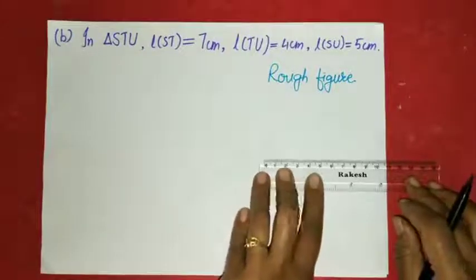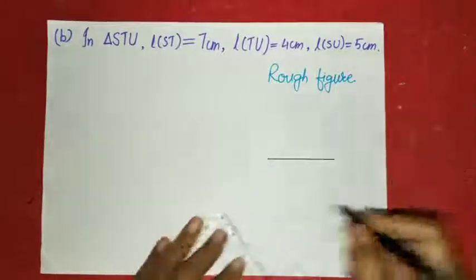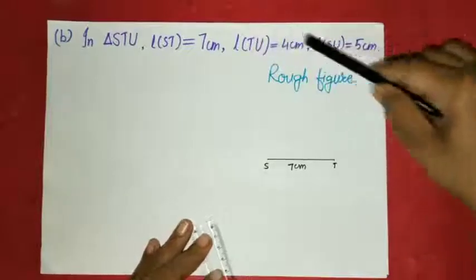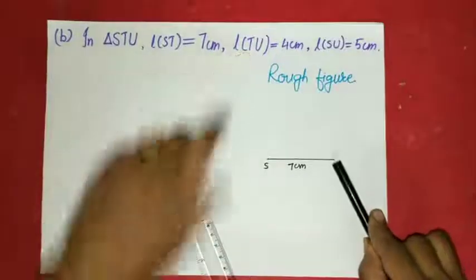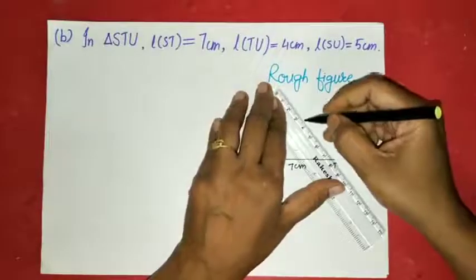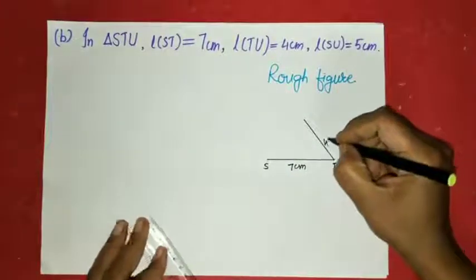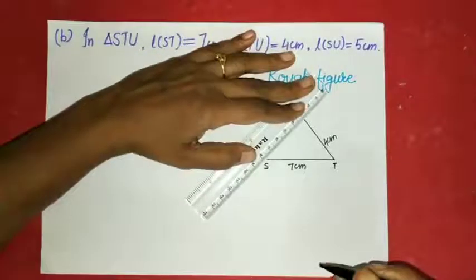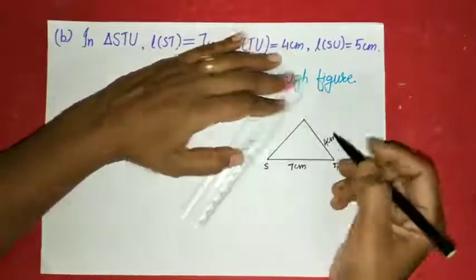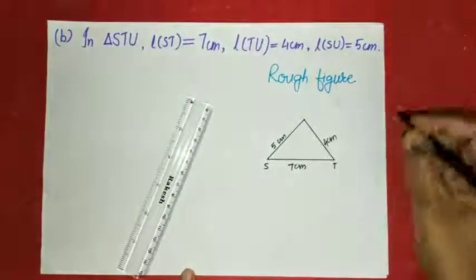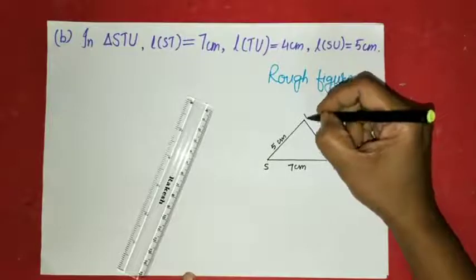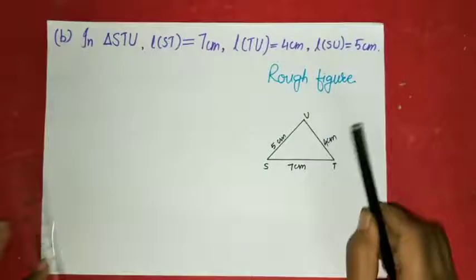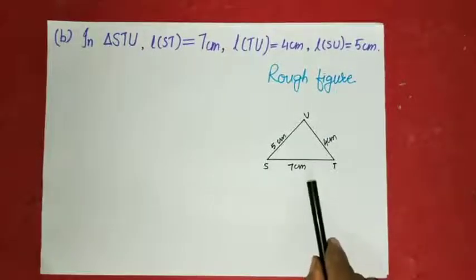Take any measure here. Write it as ST 7 centimeter. Now we will draw TU. So TU will come from the vertex T. So this side will be TU. It is of 4 centimeter. SU will be drawn from vertex S. So here you will put the scale and draw it like this. This side will be of 5 centimeter. And the vertex you are getting here is U. See, TU is 4 centimeter, SU is 5 centimeter. Now we got the rough diagram for the given example.